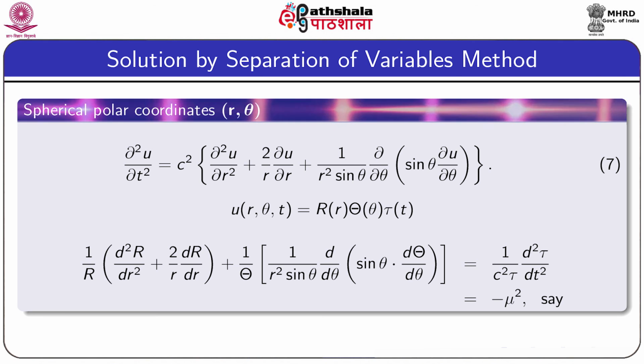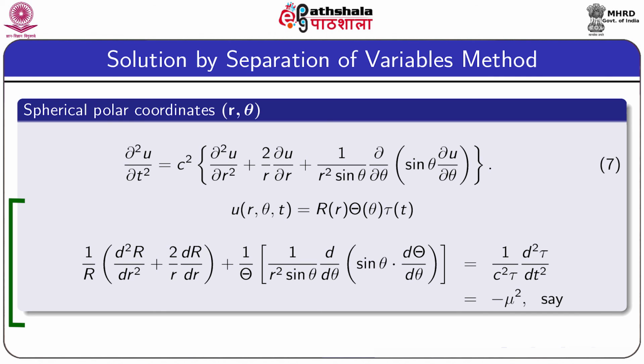The wave equation in the spherical polar coordinate system is given by equation 7. Again, we are trying to find the solution using the separation of variables method. For that, we are writing the solution u as a product of r, theta and tau. So, if you substitute this expression for u in 7, we obtain the expression which is written in the last line.